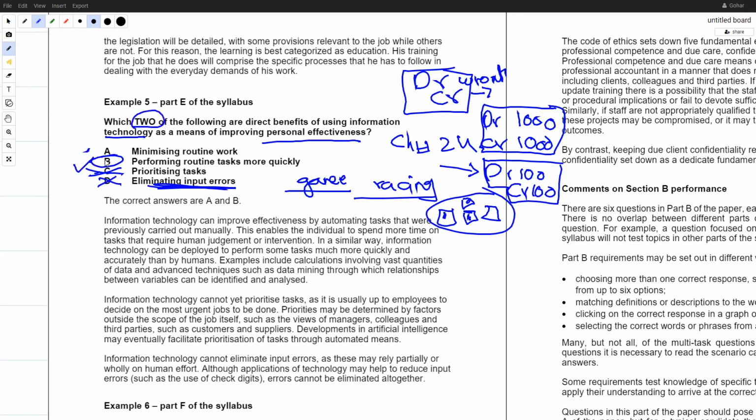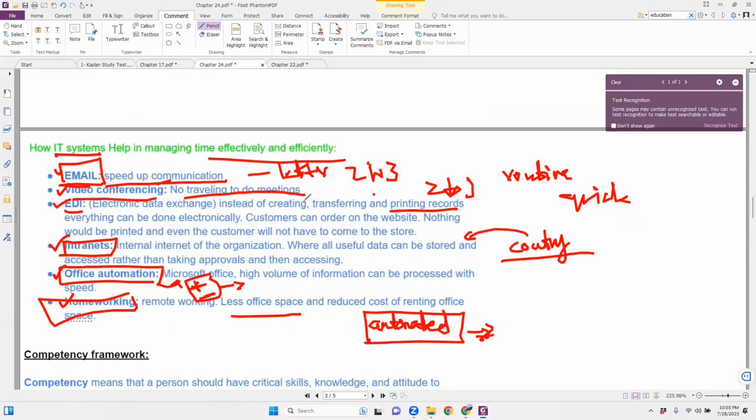We needed to select two options. We have selected that option B is the correct option. Let's move towards option A and test it. Option A says it helps minimizing routine work. Yes, this is correct. And why this is correct, let's come back to the notes.